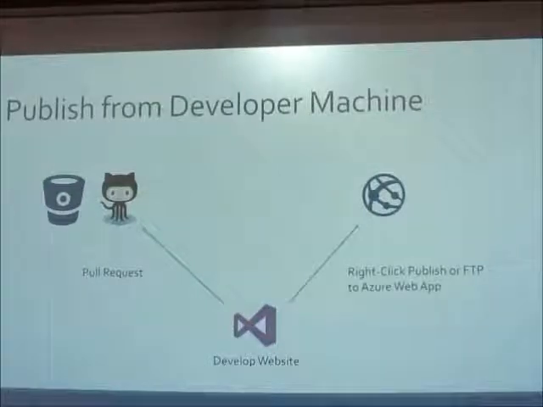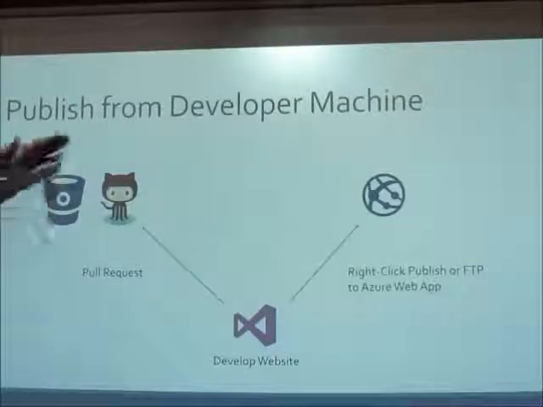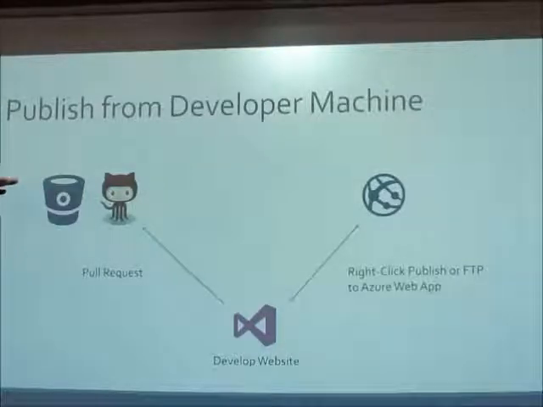Okay, so the normal workflow with this is the developer does some changes, they're doing pull requests up to GitHub. I hope you're doing pull requests and code reviews and everything's being tested. And then the developer, whenever they want to deploy, would right-click and deploy it to Azure.